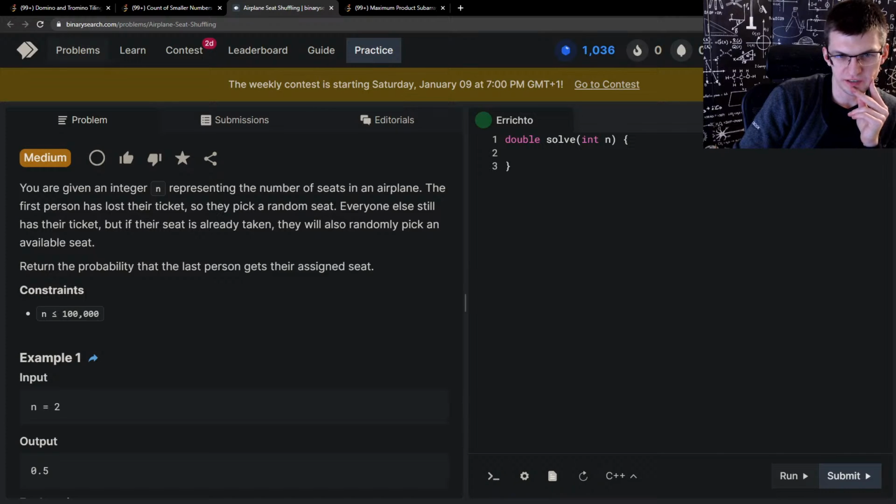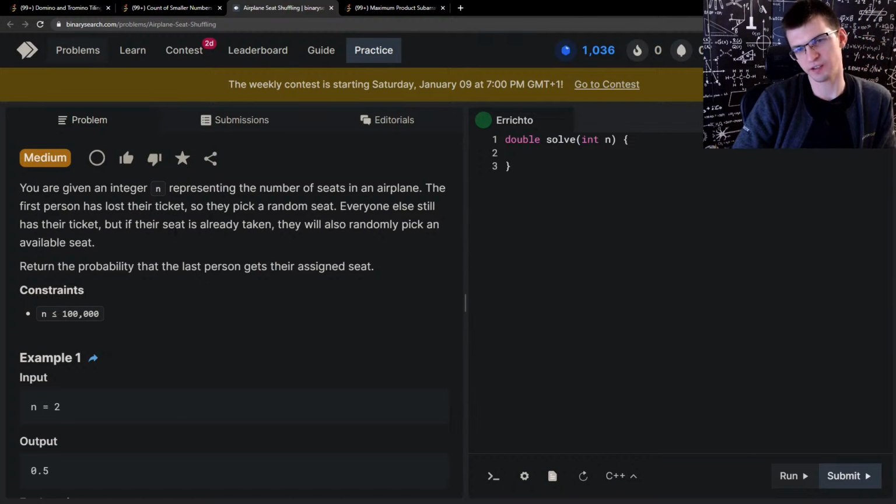Let's see. A first person takes a random seat. Everyone else still has their ticket, but if their seat is already taken, they will also randomly pick an available seat. Probability that the last person gets their assigned seat.